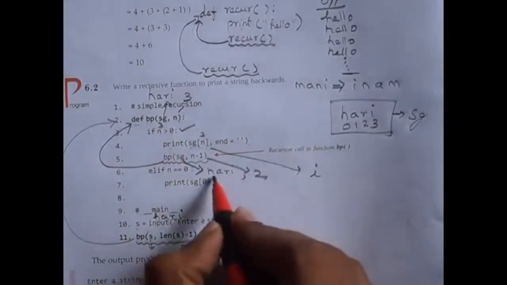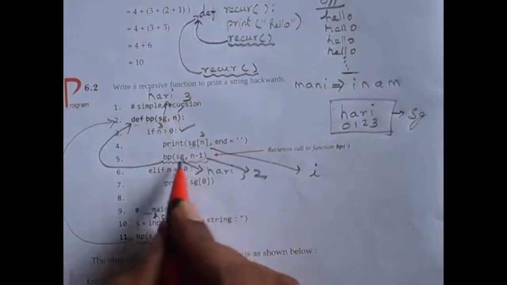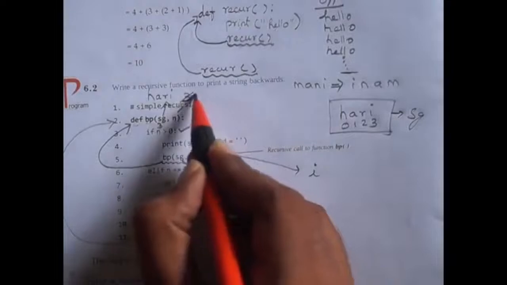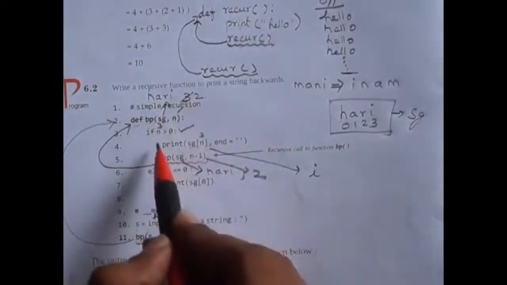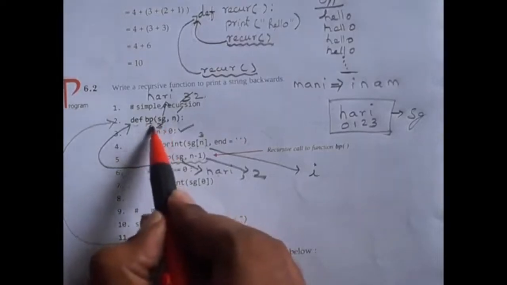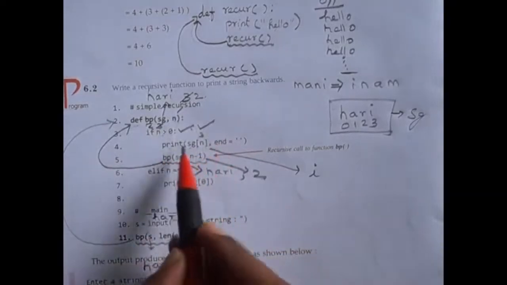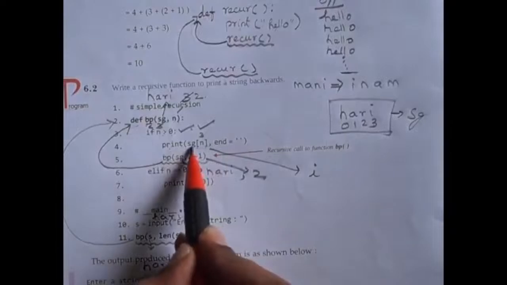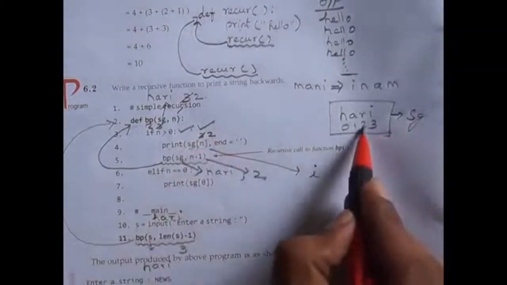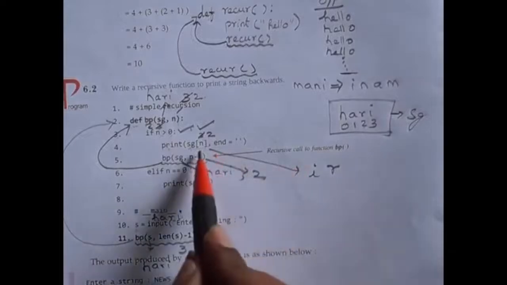So see here, Hari comma 2. Now these two values will be transferred here. Now N value is 2. 2 is greater than 0. Of course the condition is once again true. Come here. Print SG of 2. So SG of 2 means R. R will be printed. So R is printed.